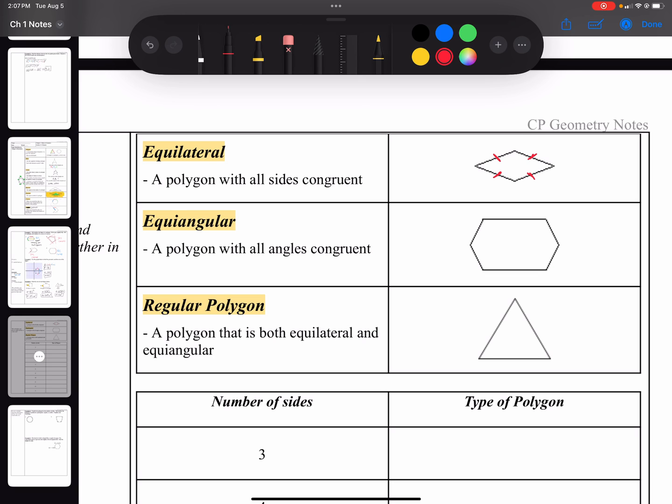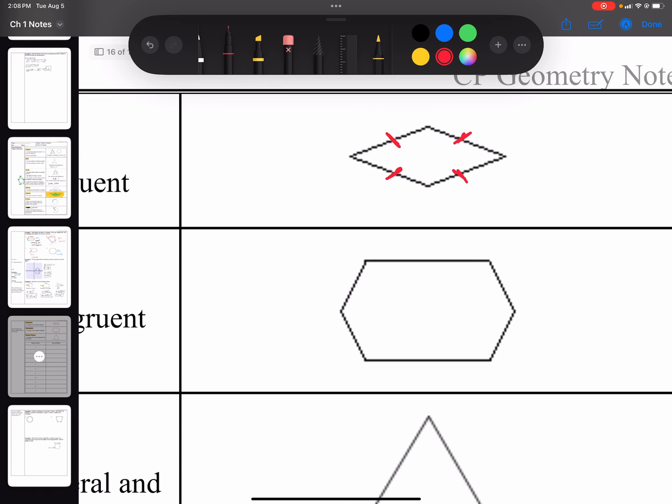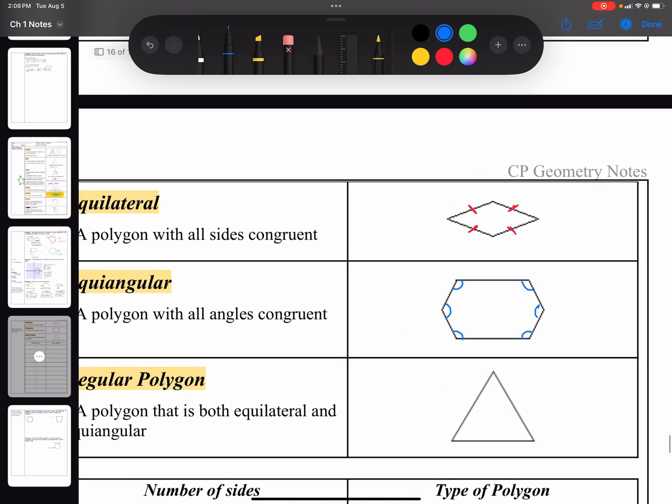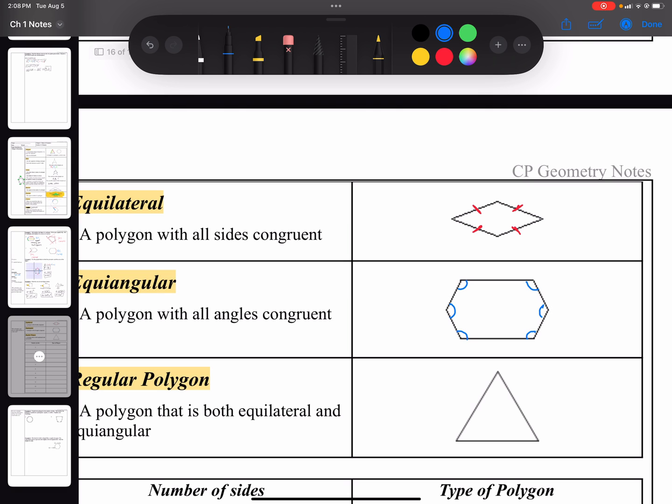Equiangular is a polygon where all angles are congruent. Now we'll talk more about that in the next unit. Now, what do equal angle symbols look like? Well, if sides look like tick marks, equal angle symbols use arc marks. Look for the little swoop. If all the angles have the same number of arc marks, every single angle here has 1 arc mark, that means they're all equal. That's what it means to be equiangular.